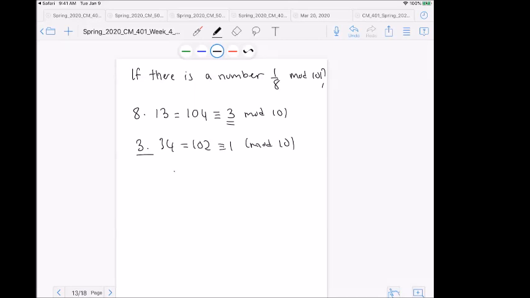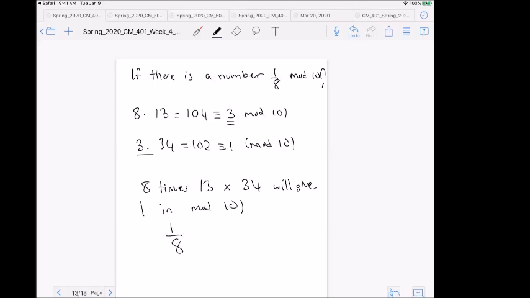So therefore, 8 times 13 times 34 will give us 1, right? So let me write it again. We can say 8 times 13 times 34 will give 1 in mod 101. That means 1 over 8 is equal to 13 times 34 in mod 101.